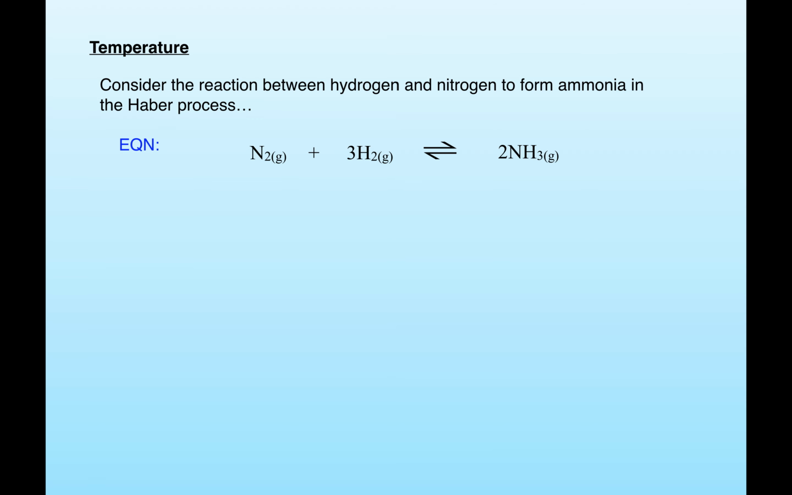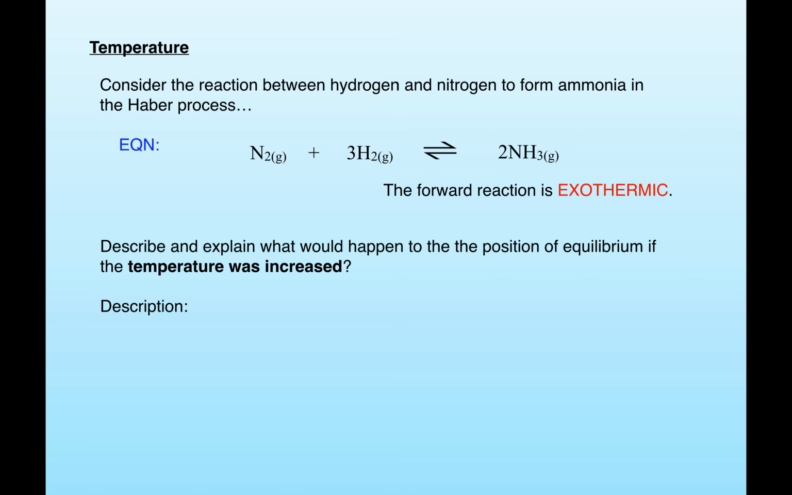Temperature. Now, we've talked in the last section about the changes of energy when a chemical reaction takes place. So in this case, we have to be given some information about whether the forward reaction is exothermic or endothermic. So forward reaction exothermic here, that's the information given. That would mean that the reverse reaction is endothermic. Obviously, it's the opposite process. Think back to your energy level diagrams. So, what would happen if we increase the temperature to the position of equilibrium?